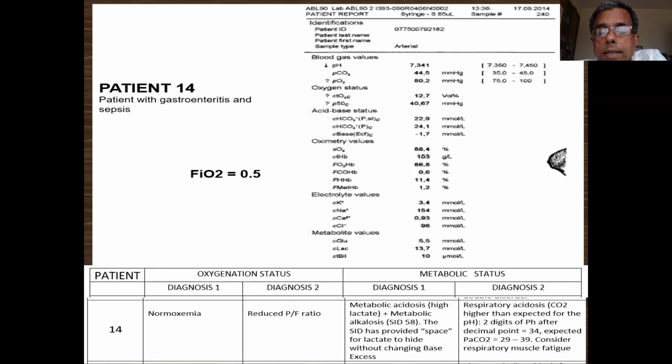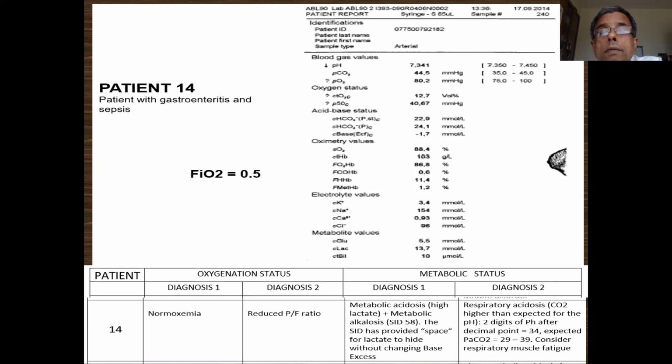Because he's got a high lactate. Remember when I said acidosis is the process which is trying to change the pH. The pH may actually become normal because there may be 2 or 3 disorders which are competing for the pH. So his lactate is high, it's 13.7, and his SID is 58.